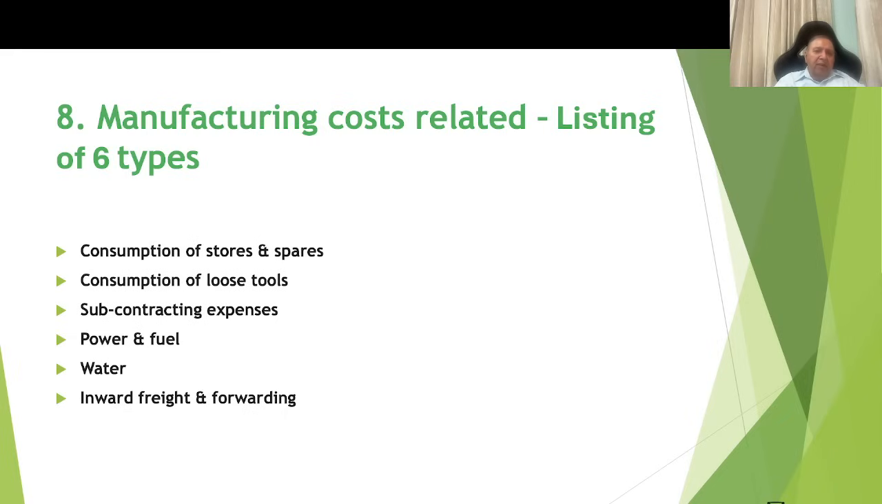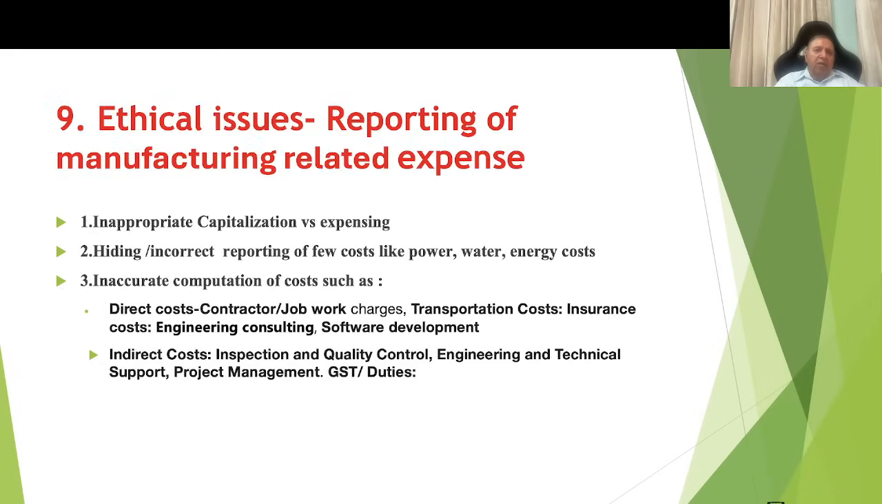Manufacturing cost related listing of 6 types. These are primarily consumption of stores, spares, loose tools, subcontracting expenses, power and fuel, water, inward freight and forwarding, etc. Now, ethical issues are inappropriate capitalization versus expensing, hiding or incorrect reporting of a few costs like power, water, energy costs. Number 3, inaccurate computation of the costs such as direct costs related to the contractor job work charges, transportation costs, insurance cost, engineering, consulting and software development costs, etc. Then similarly, inaccurate computation of the costs which are indirect costs such as inspection of the quality control materials, engineering and technical support, project management fees, GST and duties, etc.